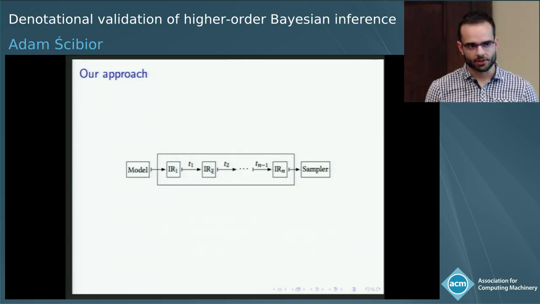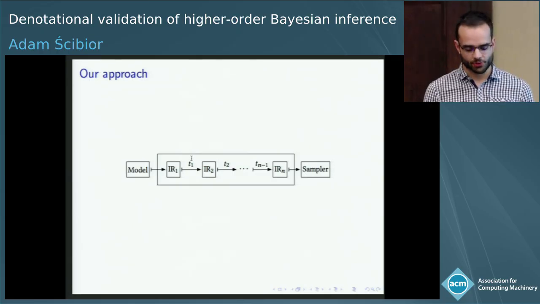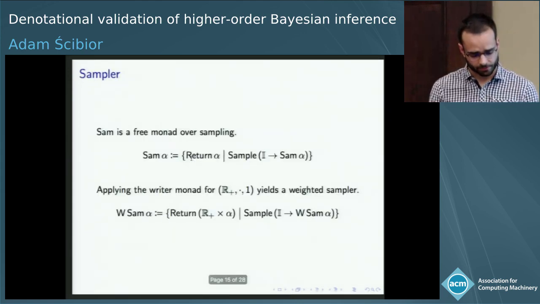One is that we have this sequence of transformations that can be composed, and the other one is that inference representations are themselves constructed by a composition of essentially monad transformers. So not only can I apply the transformations compositionally, the intermediate representations are also constructed in a compositional fashion.